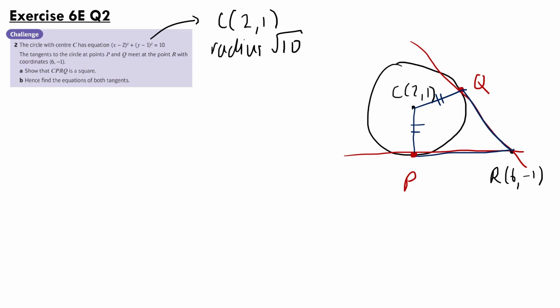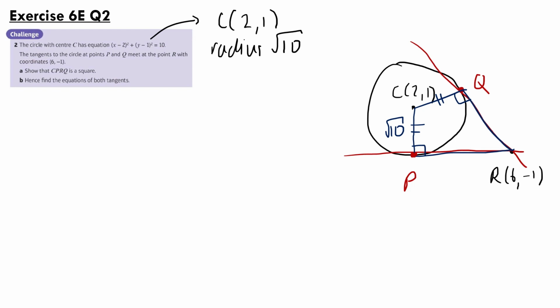So the first thing we can notice is that the lengths CP and CQ are equal to each other because they're both radii of the circle centre C. And we know that the length of CP and CQ must be the square root of 10. Now we also know that the angles CPR and CQR are both right angles because they are where the tangent and radius meet. And that's one of the circle theorems. So now all we need to do is to show that the angles PCQ and QRP are both right angles, and also that PR and RQ are both equal to the square root of 10.